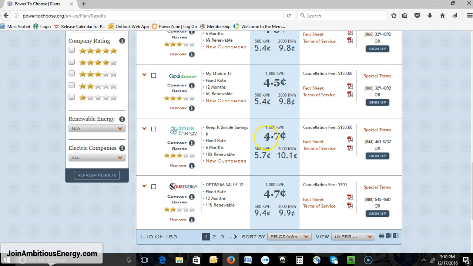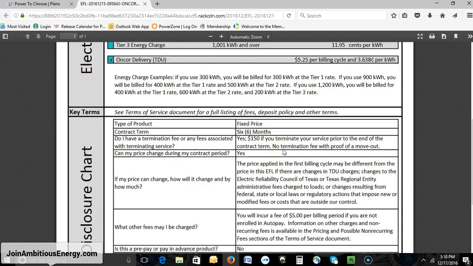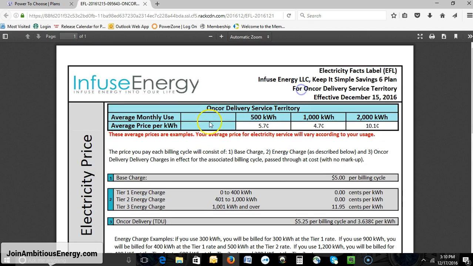So let's just take one of these for example. Let's use this one because there's some discrepancy here. 4.7, 5.7, 10.1. What does all that mean? The thing that you want to do on any plan that you find is find the fact sheet. Okay, it also might be called the EFL, like the electricity facts label or fact sheet. And you can see up here, electricity facts label, EFL. So this sheet is going to have the details of the plan.